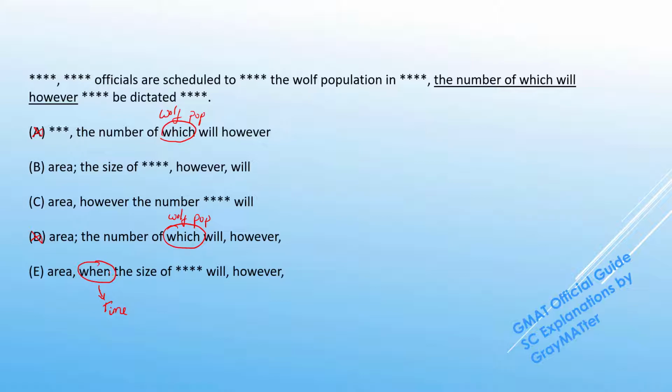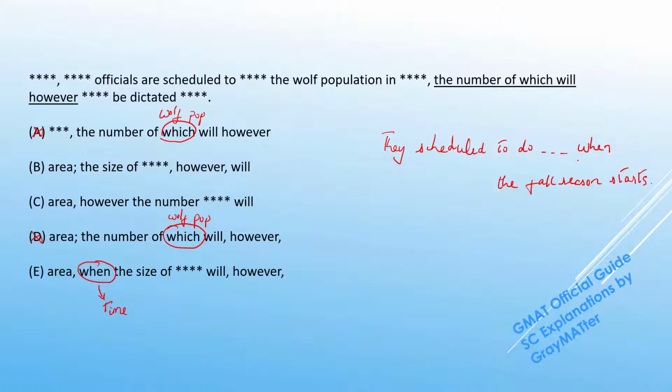Now one might think that, okay, this might be the reference to the time when the officials are scheduled to increase the size of the wolf population, but in that case, this is not how the conjunction will be used, especially not after a comma. Because in that case, we would have something like they schedule to do this, do something when the fall season starts.